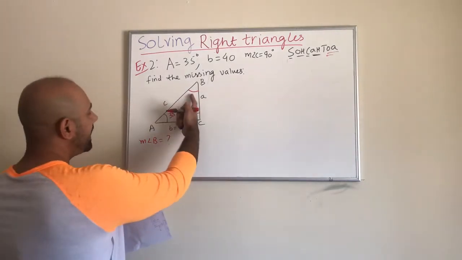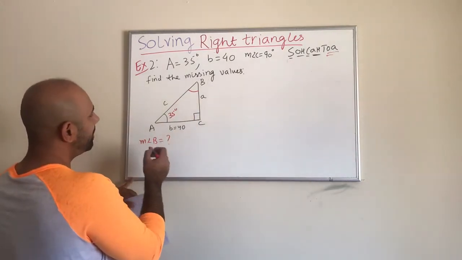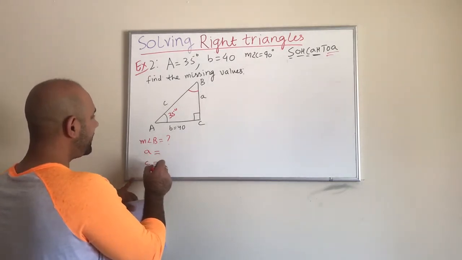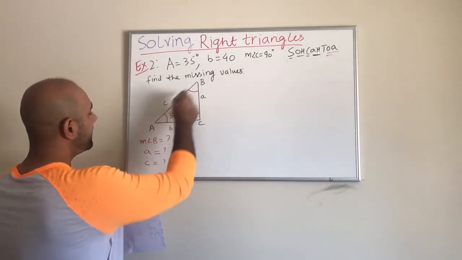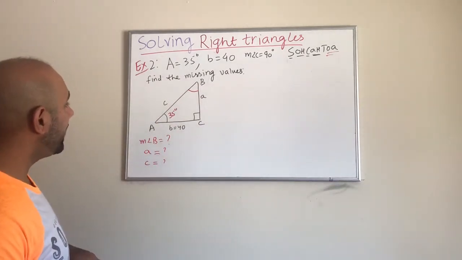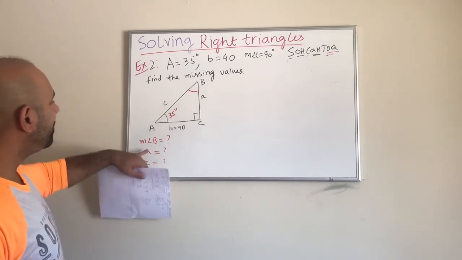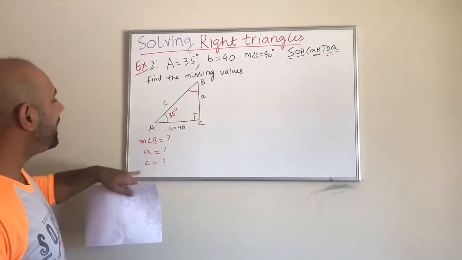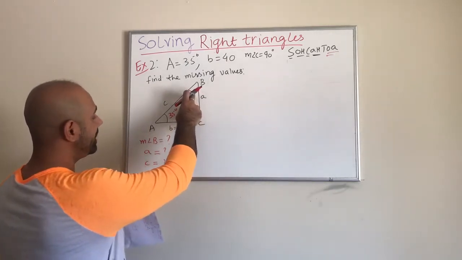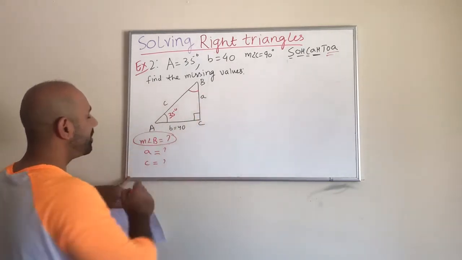So from here I can see that I have to find the measure of angle B, which is not going to be too difficult, and then the length of side a and the length of side c, which is the hypotenuse. We'll see how to figure out the lengths of a and c both. Okay, let us do the easiest thing first, the measure of angle B. We know this is 90 degrees, and the sum of these two is supposed to be 90 as well, so we can easily figure out the measure of angle B.